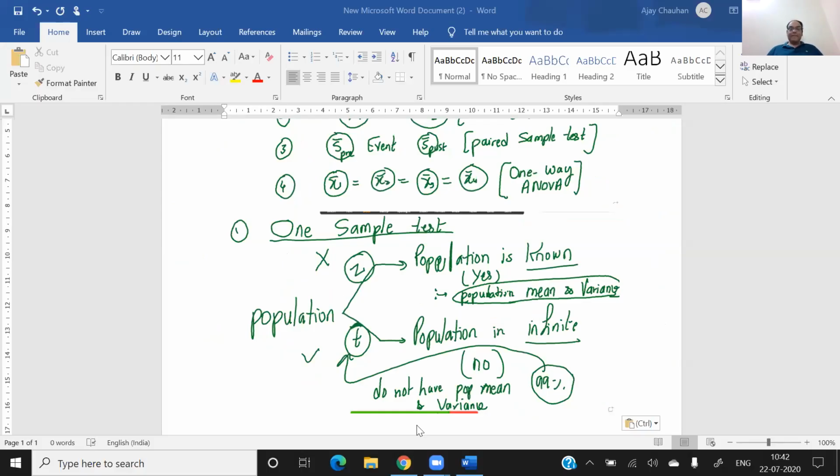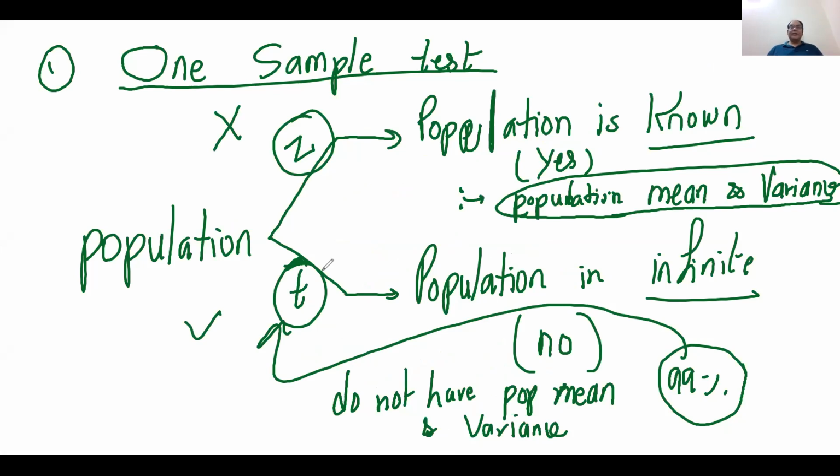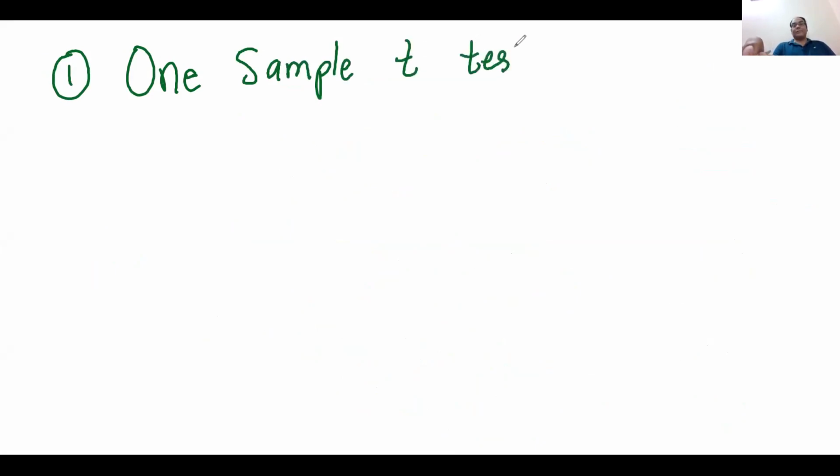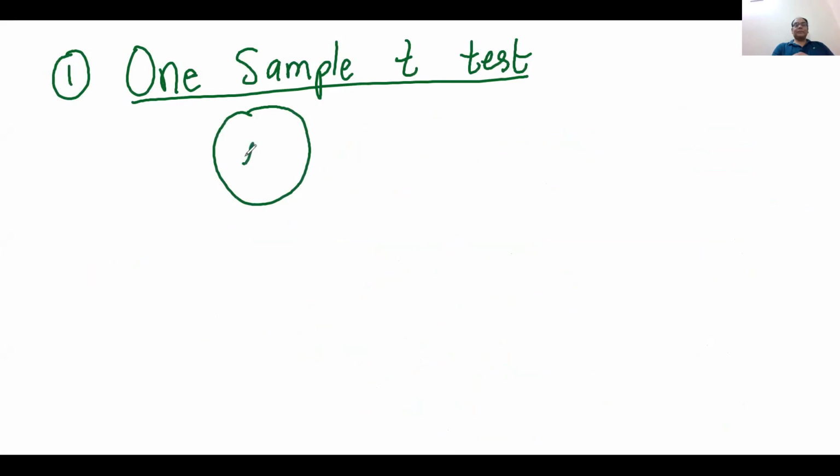Let's move to the first test, that is called one sample test. I think this concept is clear. Let's move to the one sample test. And because we are going to apply the t-test, I will call it one sample t-test. In this case, we have a population mean represented by mu, and we will compare it with the sample mean, that is called x bar, and we have the null hypothesis that the population mean is equal to x bar.